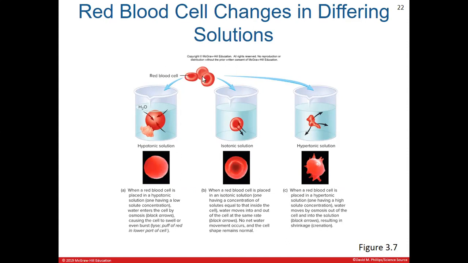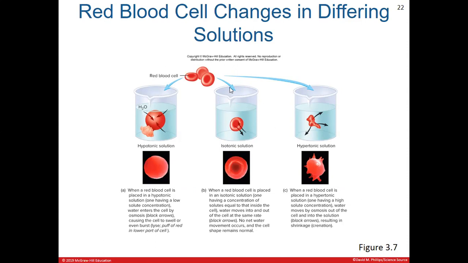If a red blood cell is placed in an isotonic solution, remember iso is equal or balanced, and so in this case you have a balanced situation. Now notice the arrows are still going in and out. Water can still pass in and out of the cell, but everything's kept at a balance. So it's an equilibrium. So the cell doesn't get any larger, it doesn't get any smaller.